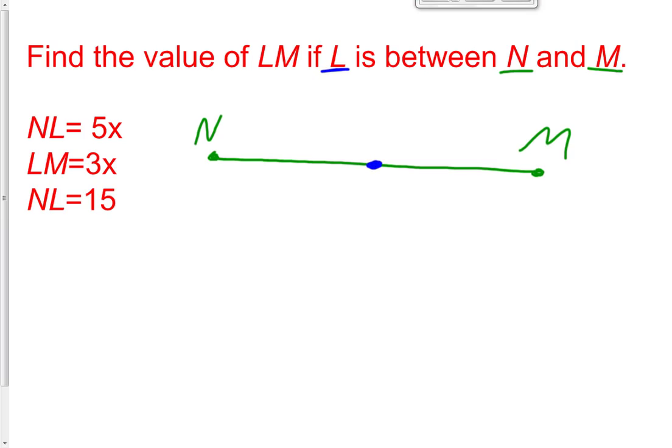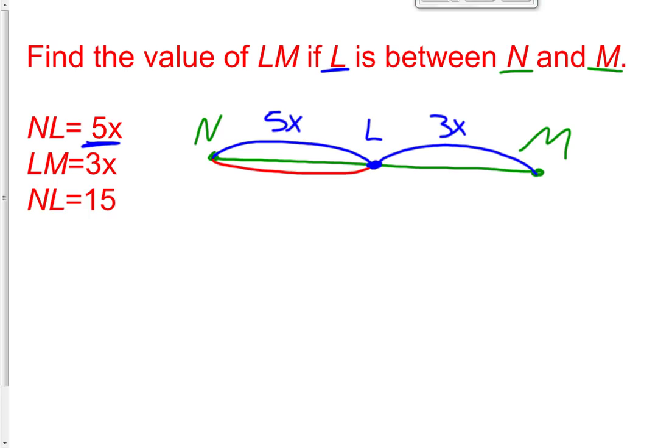Okay, so now let's define what we have. Here is L. It says NL is 5x. So from N to L, it's 5x. That's the measure. LM is 3x. So from here to here, it is 3x. And then we have another NL equals 15. So NL is 5x, and NL is 15.